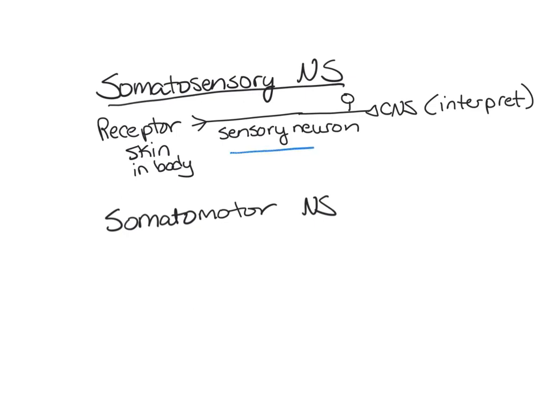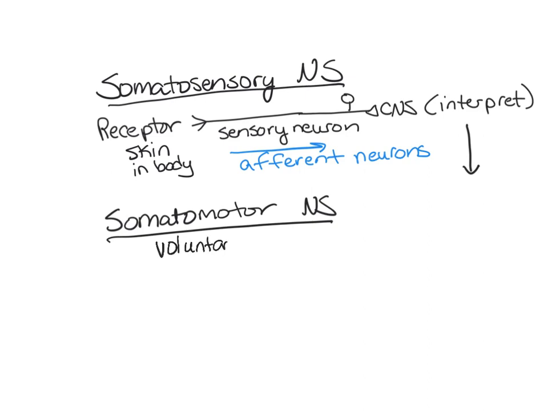Since these sensory neurons are bringing information into the central nervous system, we say that these fibers are afferent nerve fibers or afferent neurons. As the central nervous system interprets what's going on, it will start to generate a response that the somatomotor nervous system can carry out. The somatomotor nervous system is associated with the voluntary control of body movements by skeletal muscles. It consists of efferent nerves or motor nerves.